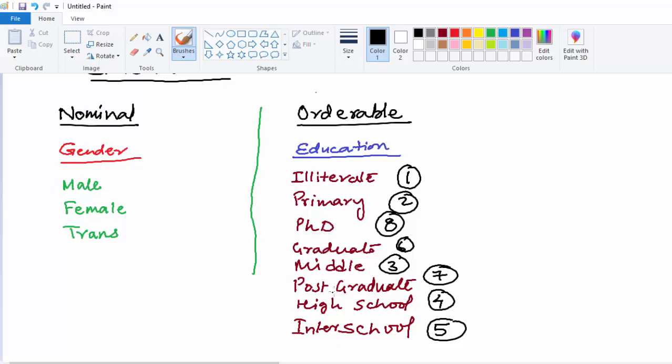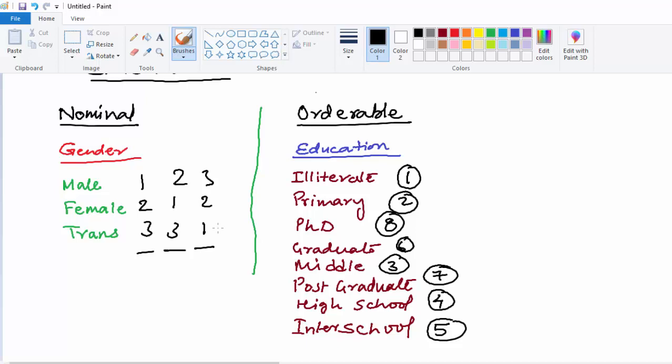It is orderable. But if I ask you to order this gender, male, female, or transgender, everybody will give a different order. Somebody will give male 1, 2, 3. Some give in this manner. Some give in this manner. So there is no possibility of a uniform or the same order. But in education level everybody will give the same order. So there are two types of categorical data. One is the nominal, other is the orderable.